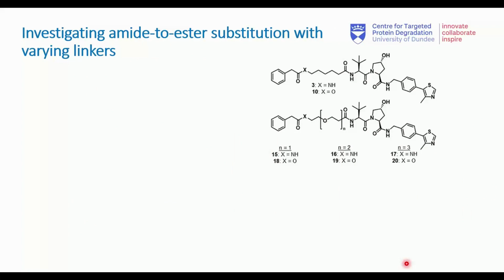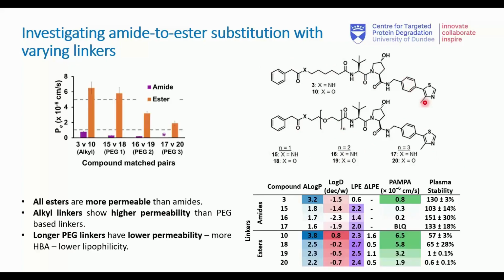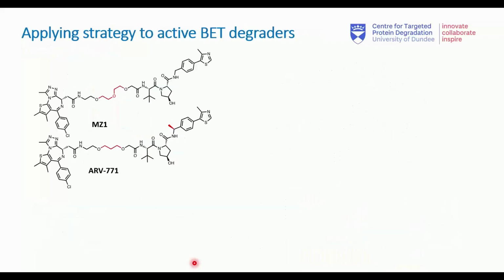Moving on, we wanted to investigate the effects of varying the linker length or the linker constituents. We chose to use PEG1, PEG2, PEG3, and also the same alkyl-based linker as before. And what's interesting is, again, all esters are more permeable than their amide counterparts. Alkyl linkers are more lipophilic, and they're showing a higher permeability than the PEG-based linkers, which is unsurprising. And the longer PEG linkers have lower permeability, as obviously they have more hydrogen bond acceptors and lower lipophilicity. This is nice to see.